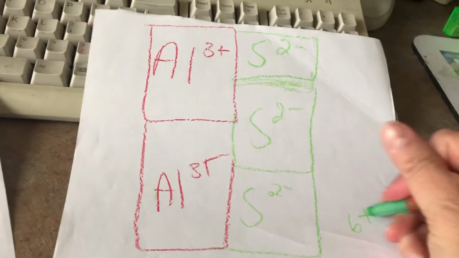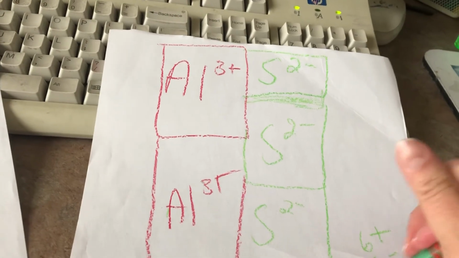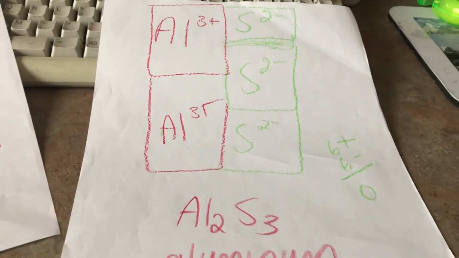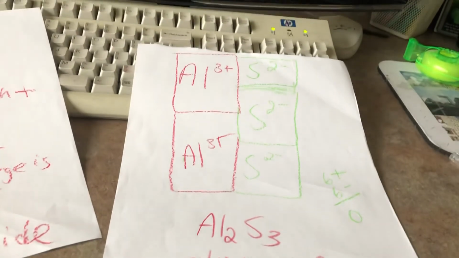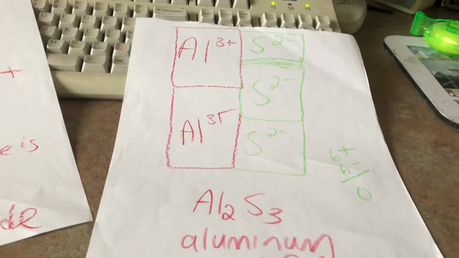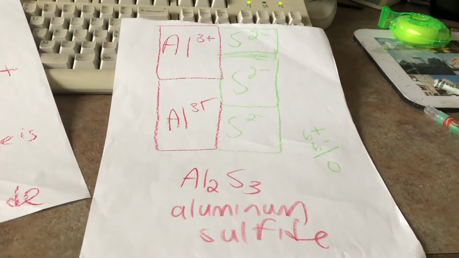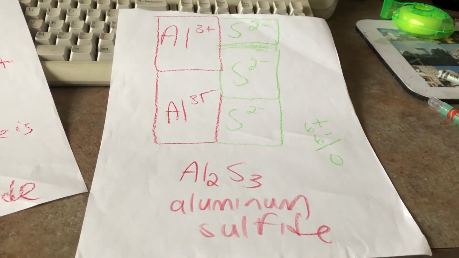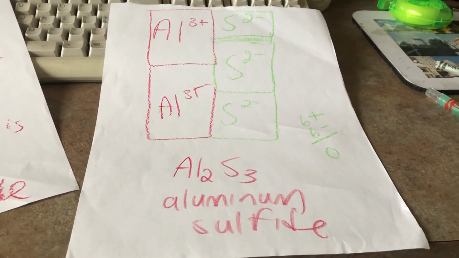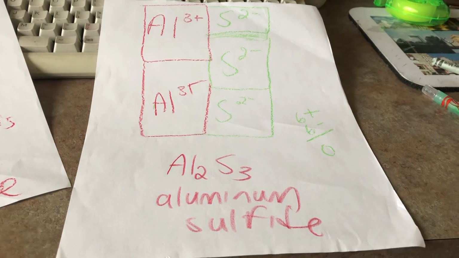So if you added up your charge on here, the red up here would add up to 6 positive, and the greens would add up to 6 negative. So that's going to add up to 0, which is what you want to see. If I was going to write what I used here, there are 2 aluminums and 3 sulfurs. So my formula would be Al2S3. The Al card would say aluminum ion, and the S2 minus would say sulfide ion. So I just put those together, and in the other box I would write aluminum sulfide.